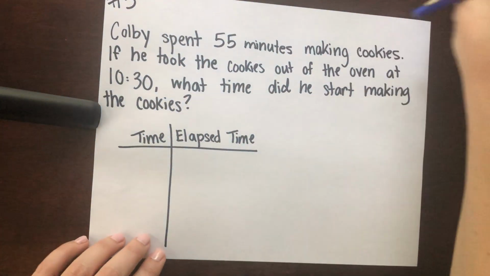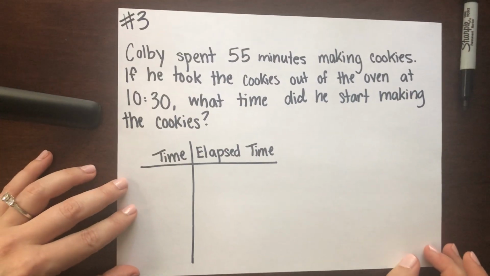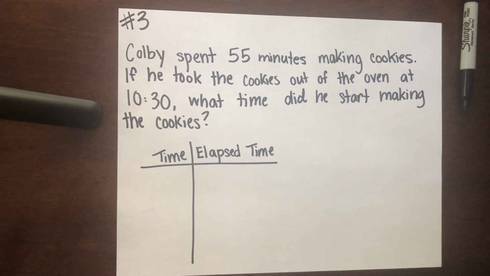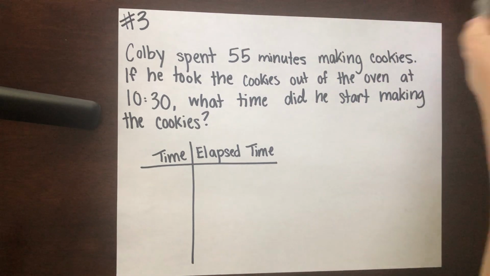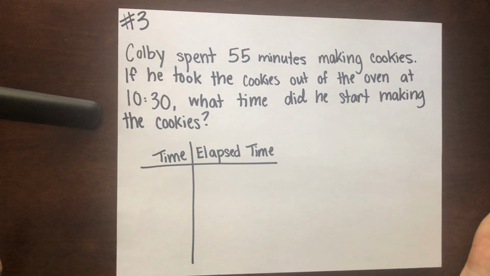All right, I'm going to show you guys one more type of question quickly. This type of problem has the end time, it has the elapsed time, but it doesn't have the start time. So we're actually going to be working backwards just like we did when we had mountain, hills, and rocks. So let's read the question first. Colby spent 55 minutes making cookies. If he took the cookies out of the oven at 10:30, what time did he start making the cookies?